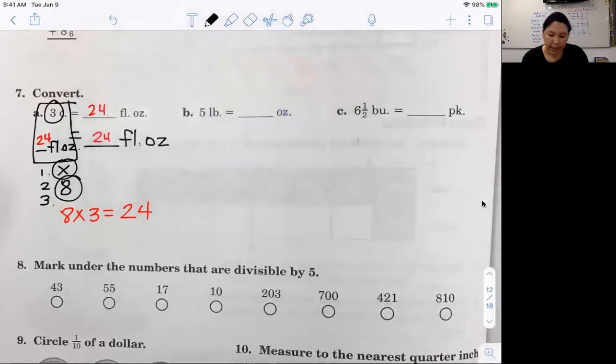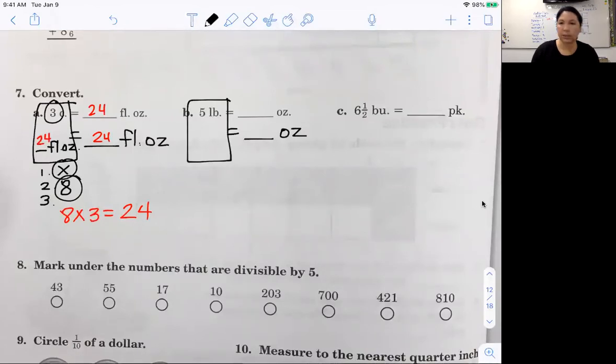All right, it says 5 pounds equals how many ounces? Now this ounces is weight. Fluid ounces is liquid, but ounces and pounds, that's weight. Like a baby weighed 6 pounds, 10 ounces, or 7 pounds, 3 ounces, or something like that. Okay, so let's see. We want our answer in ounces, so bring that down first. Now none of these are adding or subtracting, so we're only boxing the other side.